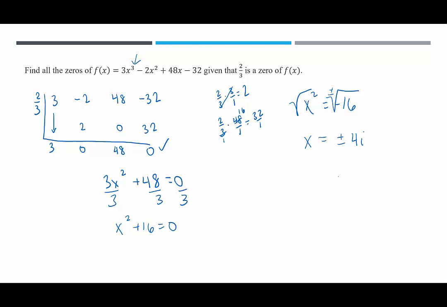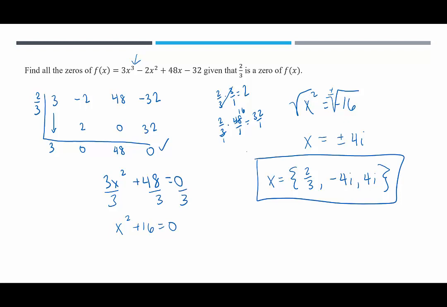So we do end up with 3 zeros. When we list all of the zeros, I'm just going to write them all. I'm going to start with my real solution, 2/3. And then I have -4i and positive 4i. So I do have 3 zeros, as I suspected when I was given that 2/3 is a 0.